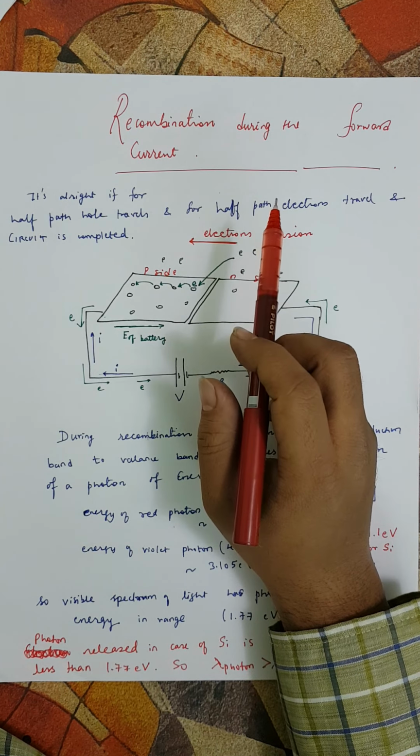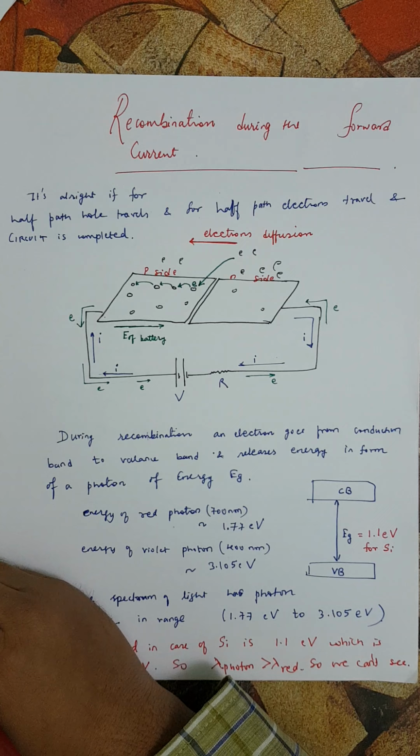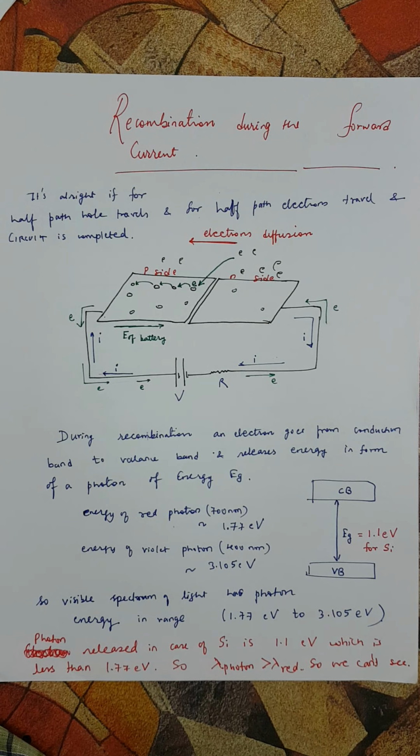See, when the current is flowing in the PN junction in the forward bias condition, there are always recombinations happening between the holes and electrons. It means that the electron will jump from the conduction band into the valence band, into that hole, and during that process both the electrons and holes may get destroyed.